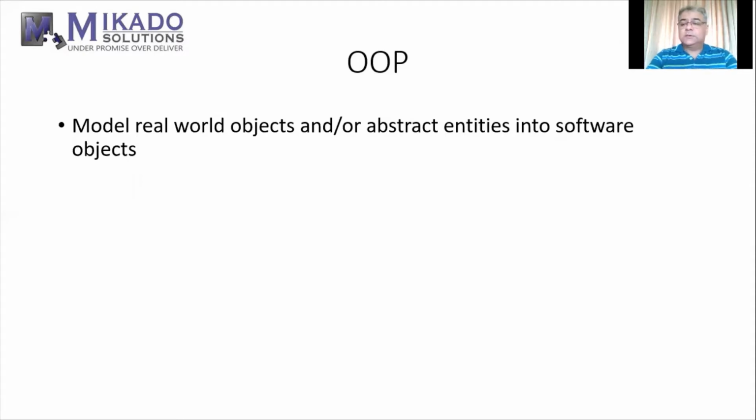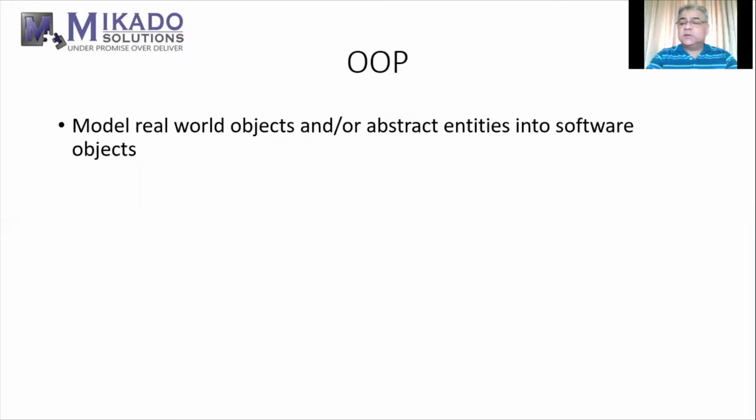If you come to our office, you will see me, a real world object, moving around. You'll see a computer, a real world object, in my office. But you won't be able to see anything like a training department moving around, anything like a consulting department moving around. Then what are these? These are abstract entities. Not only do we model real world objects into software objects, but we also model abstract entities, a department object. So that's the core thing that we do when it comes to OOP. We model real world objects and or abstract entities into software objects.